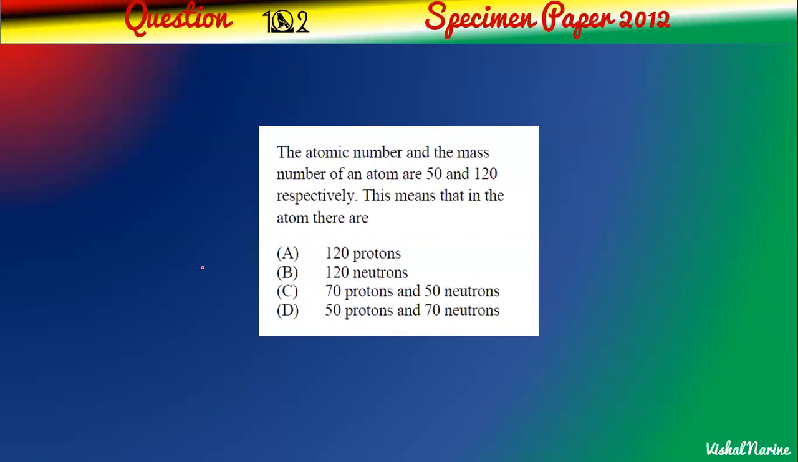102. The atomic number and the mass number of an atom are 50 and 120 respectively. So what does this mean? It means that the protons is equal to 50, and the number of neutrons will equal 120 minus 50, which is equal to 70. So therefore, the answer there is D, 50 protons and 70 neutrons.